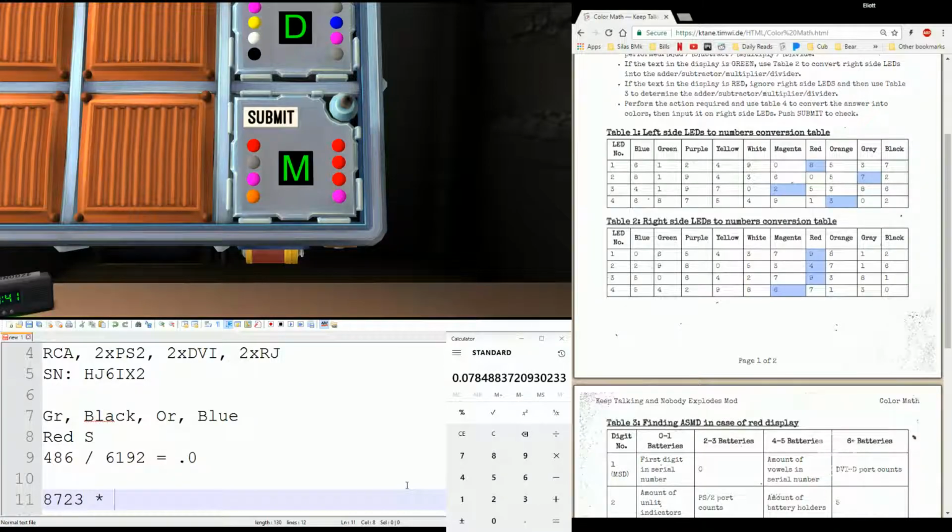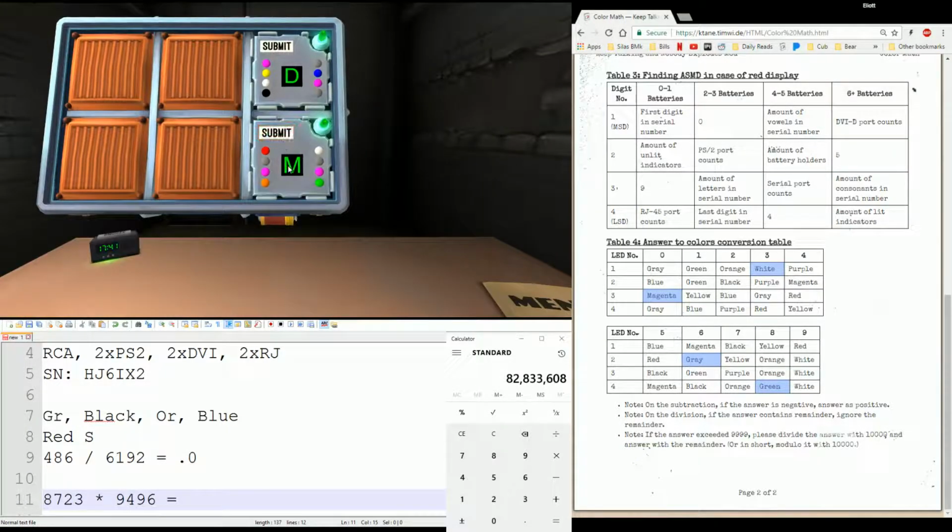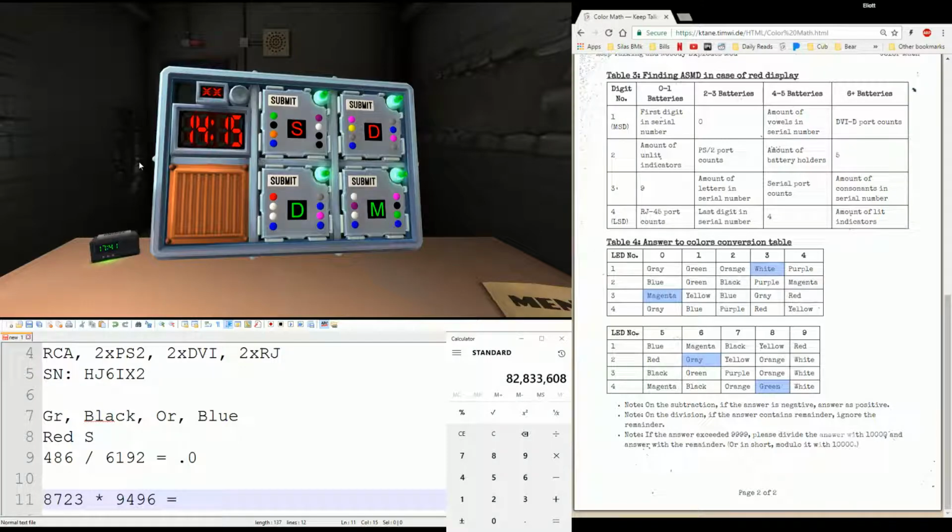That is 8723 times 9496, which yields a really big number. 82, blah, blah, blah, blah, 3608, because we only want the last four digits if it's a multiplication. So, 3608, first, second, third, fourth, yep. 3 is white. 2nd digit was 6, which is gray. 3rd digit is magenta. And 4th digit is green. And there we go. And that's color math.